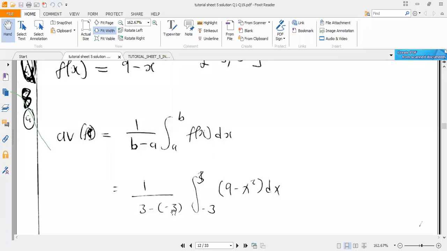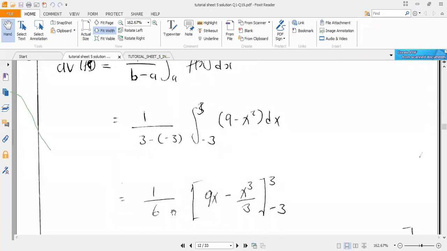Then what you do is just play around with the algebra there. You have 3 minus negative 3, which is positive, so we're going to have 3 plus 3, which is 6. Then the integral of this, we can easily split. We can take the integral of the 9, which is just 9x, minus the integral of x to the power 2, which is 2 plus 1 over 2 plus 1 down here, giving us x to the power 3 over 3, which is shown here. Is it clear or am I still too fast?